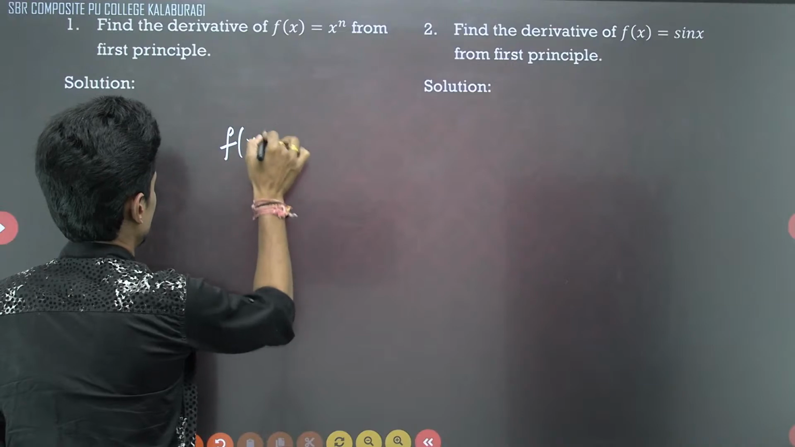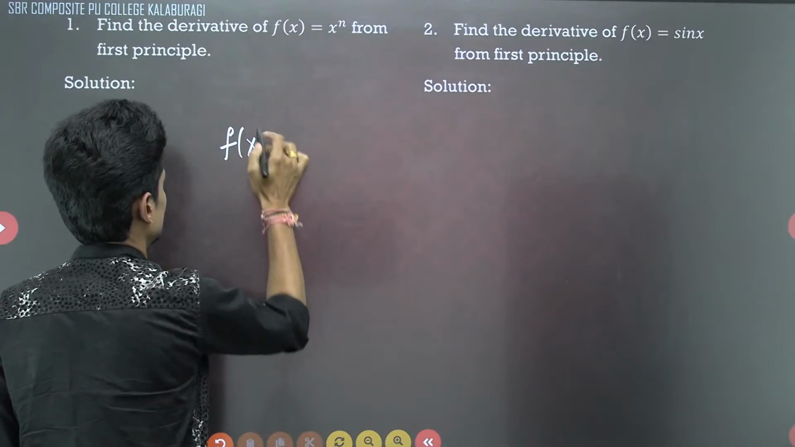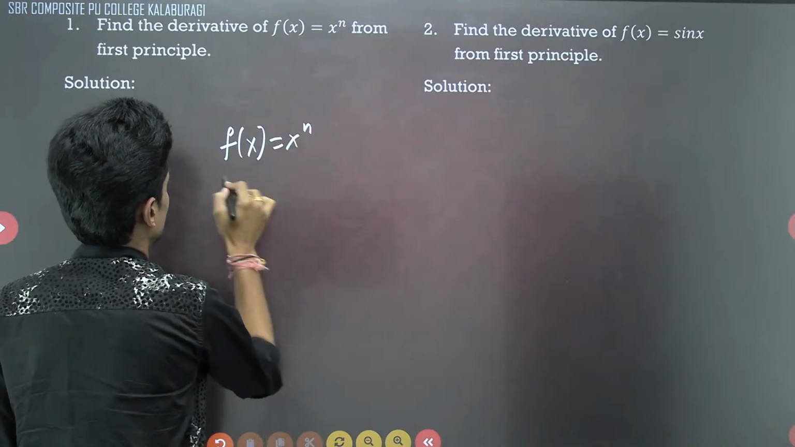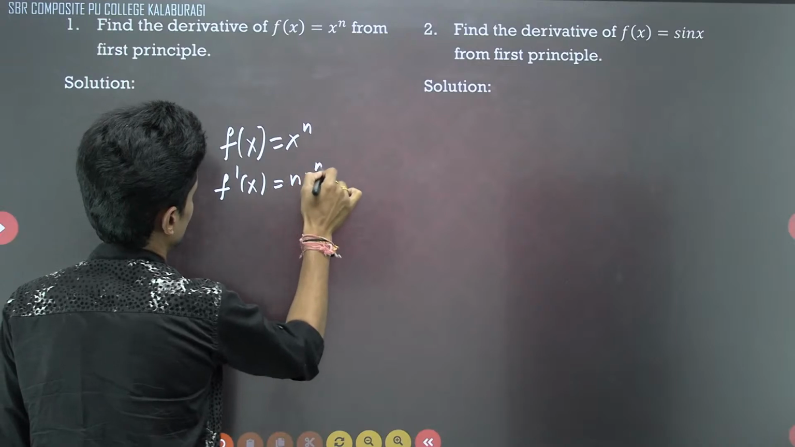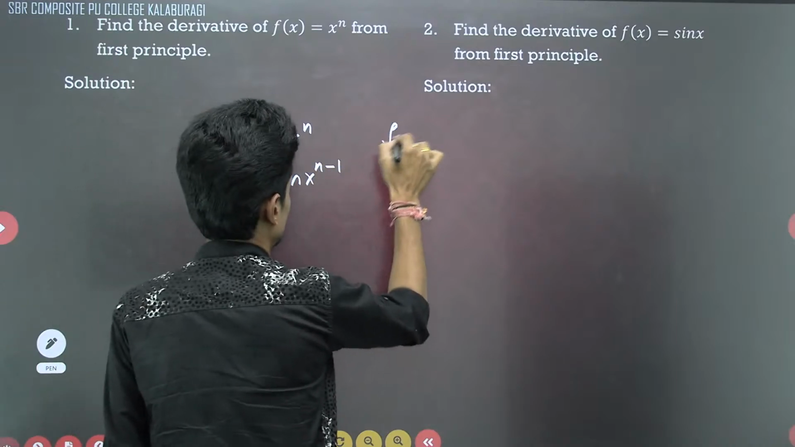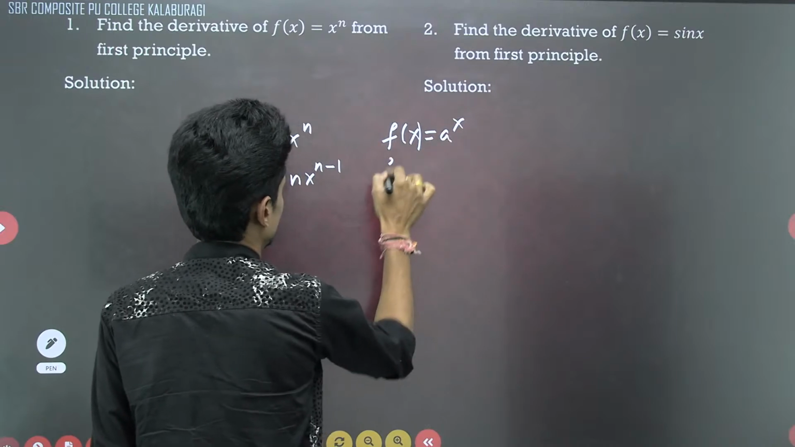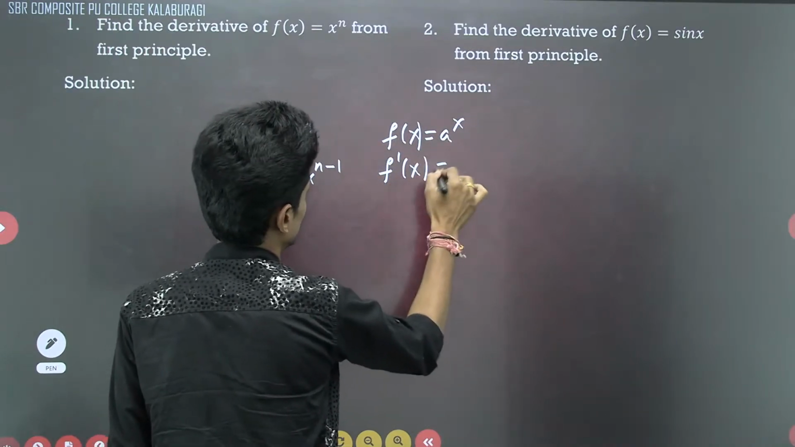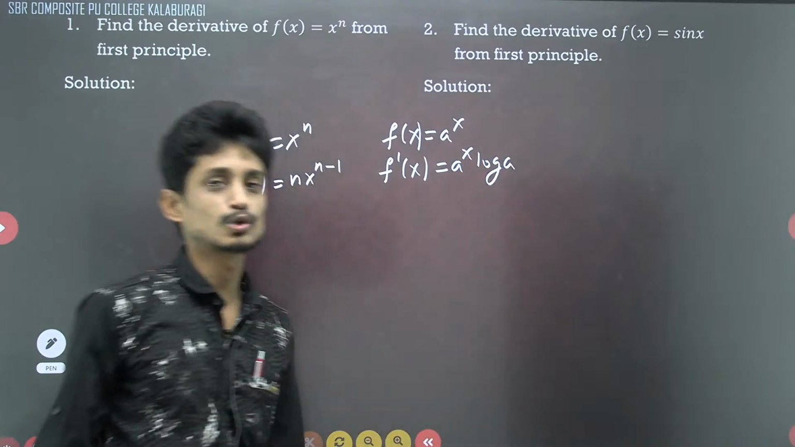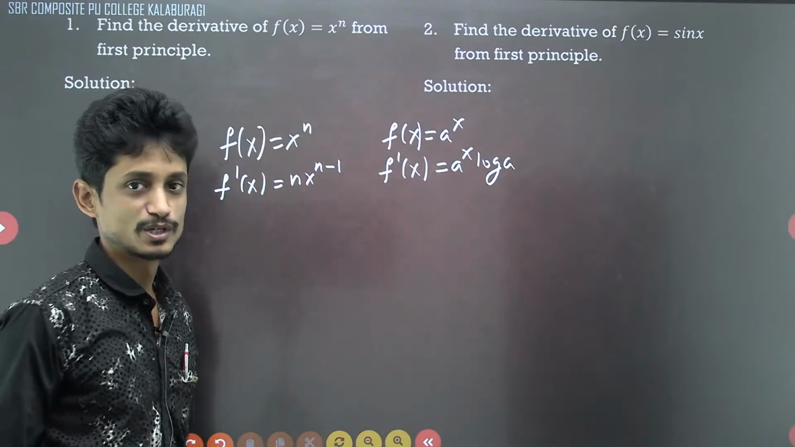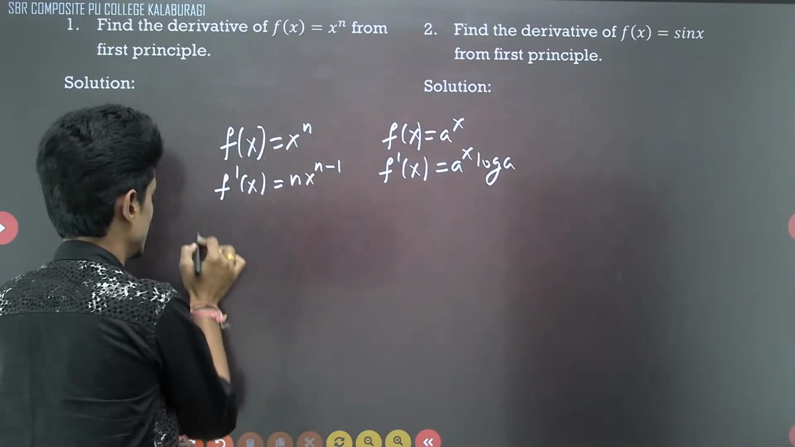What I am going to tell? If f of x is equal to x power n, then f dash of x is equal to n times x power n minus 1. In the same sense, if f of x is equal to a power x, then f dash of x is equal to a power x into log a. Don't get confused regarding these two.